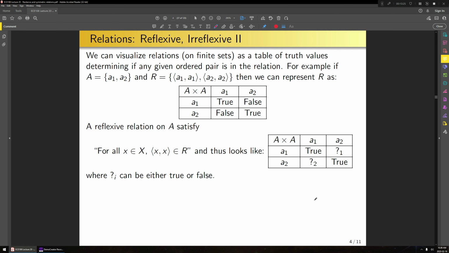So from here, that's what our table would look like. Here, these question marks could either be true or false. There's no restrictions on them. So if I had a really big table here with lots of other things, I'd have true straight on the diagonals and question marks everywhere else. So that's what reflexivity tells me.